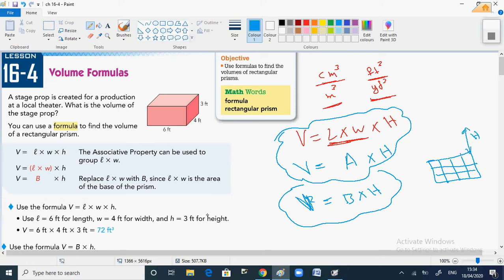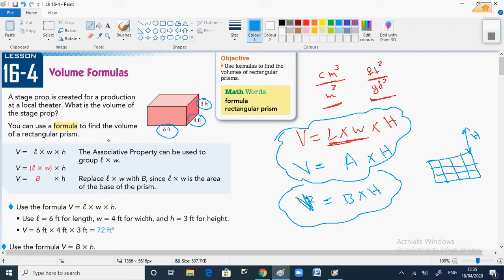Look, a stage prop is created for production at a local theater. What is the volume of the stage prop? Look here, I have 3 feet as height, 4 feet as width, and 6 feet as length. We can use our formula to find the volume of a rectangular prism. This is a rectangular prism because all faces are rectangles and the bases are rectangles again.